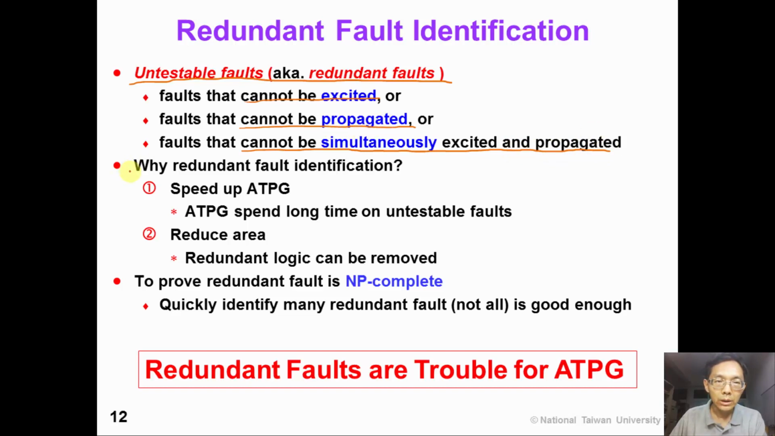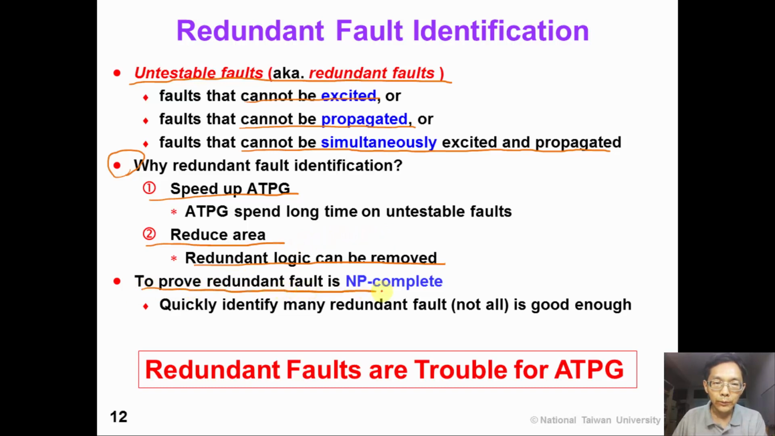A redundant fault is also called an untestable fault, which are faults that cannot be excited, or faults that cannot be propagated, or faults that cannot be simultaneously excited and propagated. So why do we need redundant fault identification? The first reason is that we want to speed up ATPG. We don't want to waste time on those untestable faults. The second reason is that we can simplify our circuit and reduce our silicon area because redundant logic can be removed from the circuit.